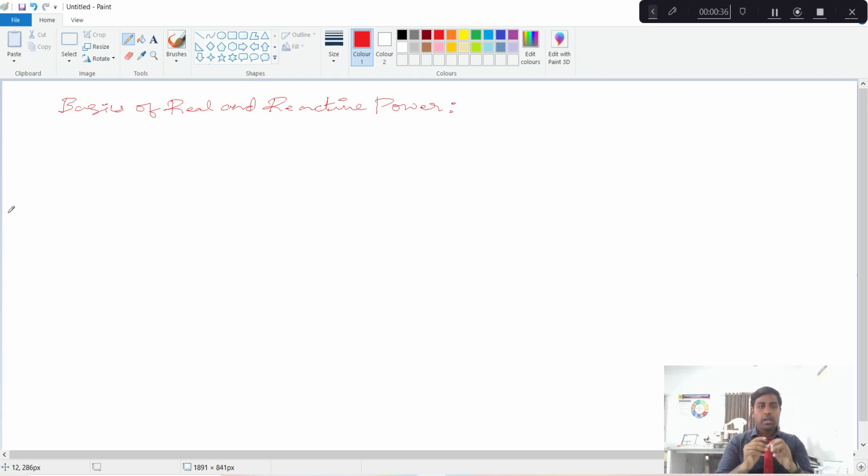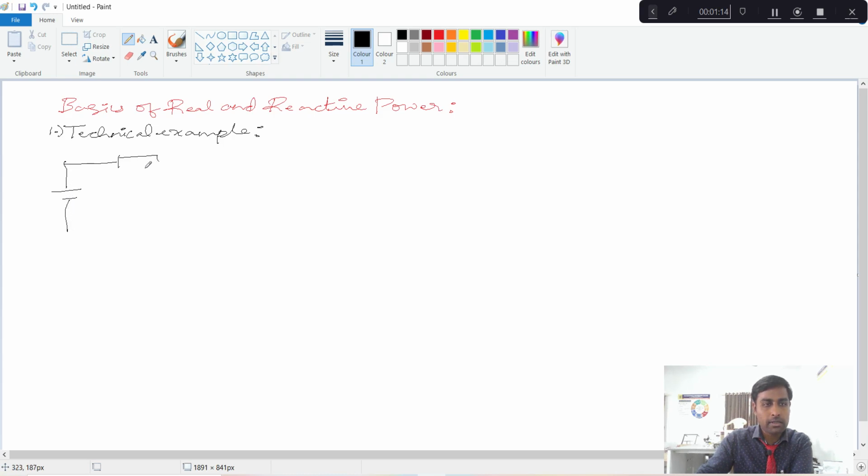So before entering into real and reactive power, I wish to give you two basic examples first, so that you can easily understand what is real power and reactive power. The first example is a purely technical example.